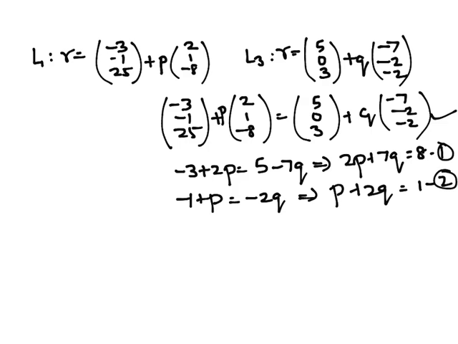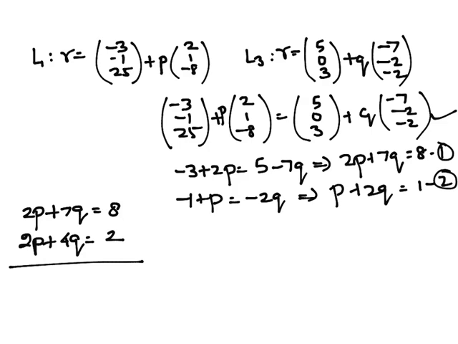So I'll keep the first one as it is, that means 2p plus 7q equal to 8. And the second equation I'll multiply by 2, so I'll get 2p plus 4q equal to 2. Okay, if you subtract, you'll get 3q equal to 6, which means q equal to 2. Now substitute the value of q.